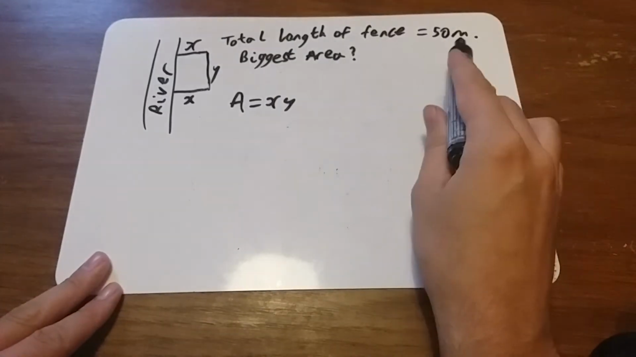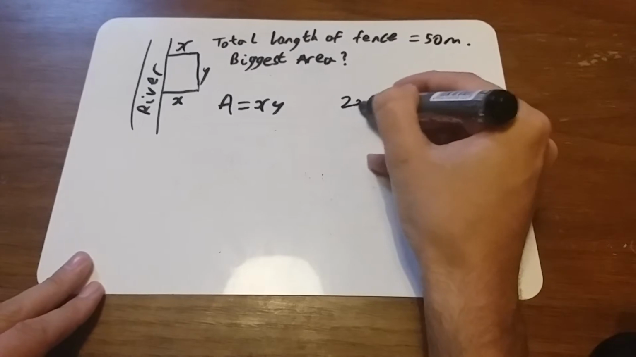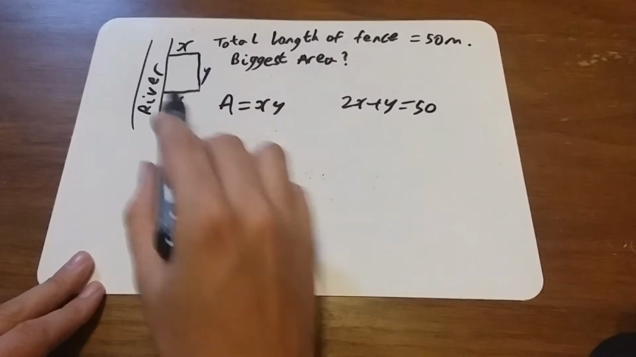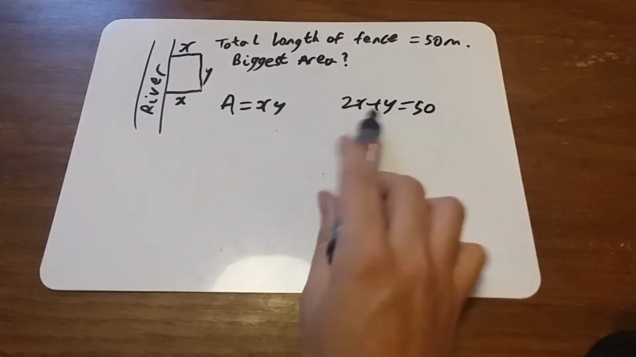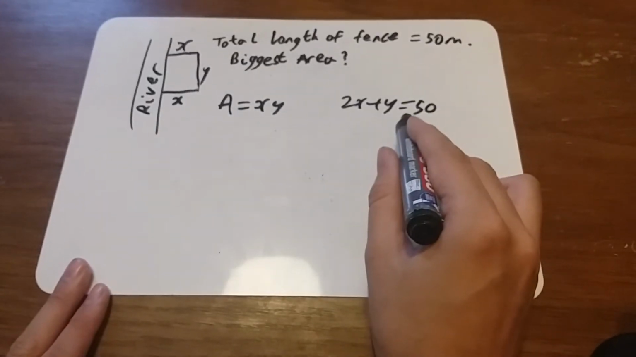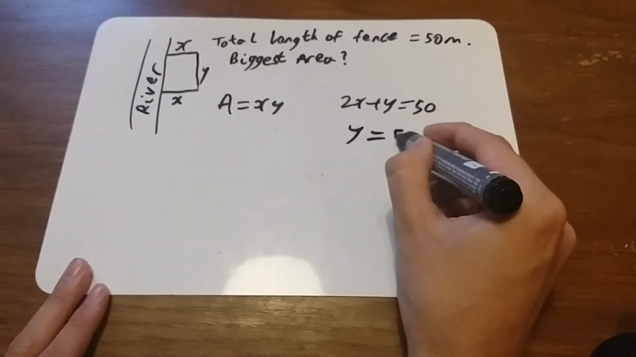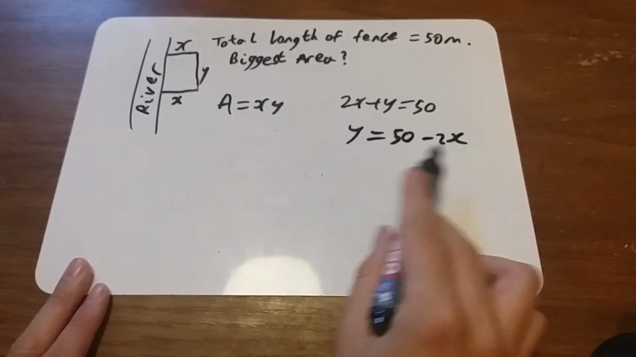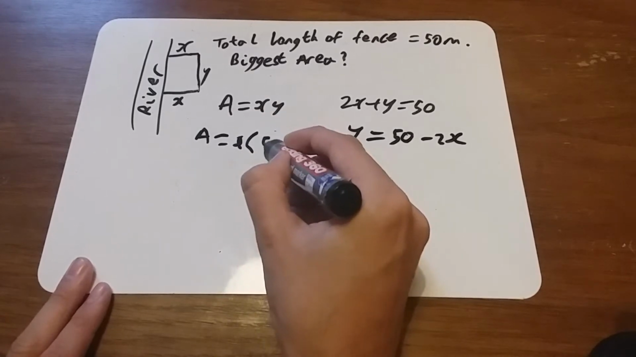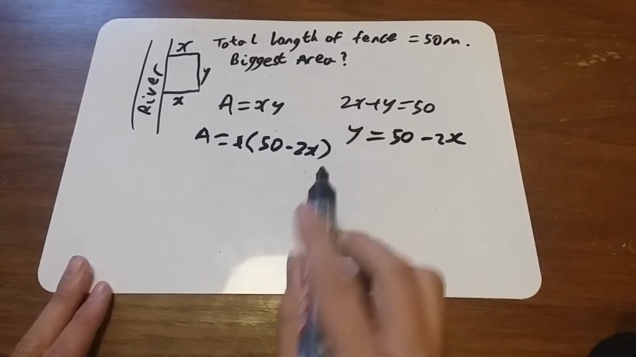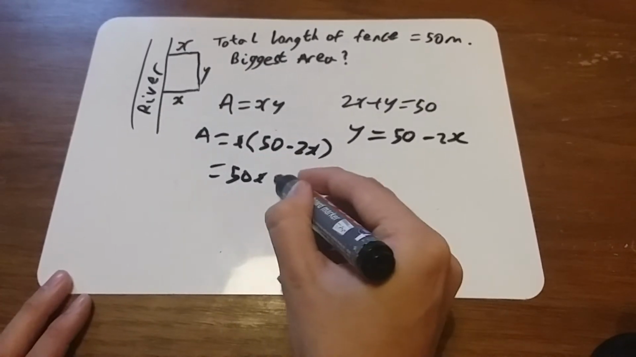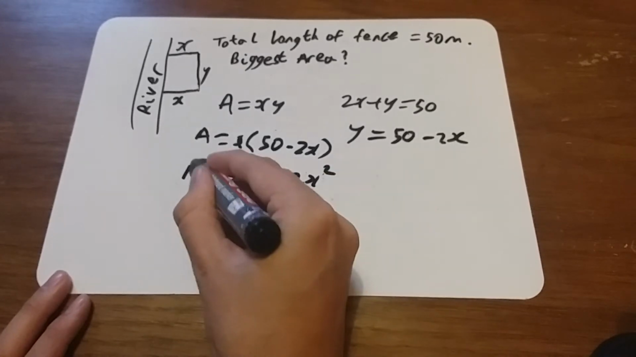We know that the total length of the fence is 50, so 2x plus y equals 50. We're only fencing 3 of the sides. Now, what we can do is we can use this to eliminate one of the letters here. To try and get rid of that y, what we could do is rearrange this one. So y equals 50 minus 2x, and we could substitute it in. So area is x multiplied by 50 minus 2x. It's like I'm doing simultaneous equations. Right, let's expand this out. We get 50x minus 2x squared, and that's the area.